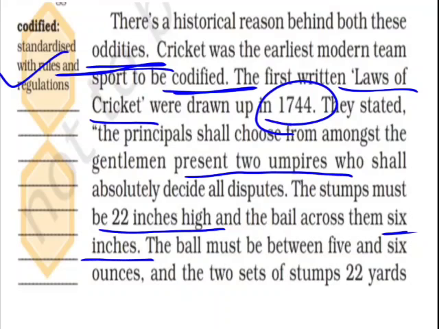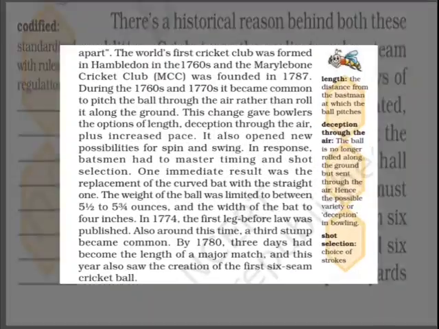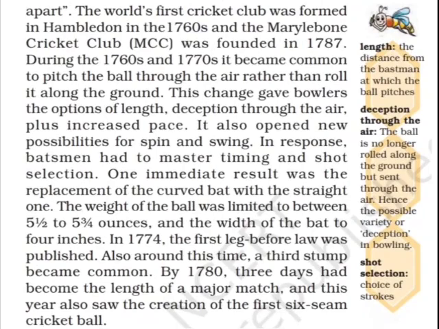The ball must be between 5 and 6 ounces. Another measurement is the ounces. So the size of the ball is also fixed. It must be between 5 and 6 ounces. And the 2 sets of stumps 22 yards apart.